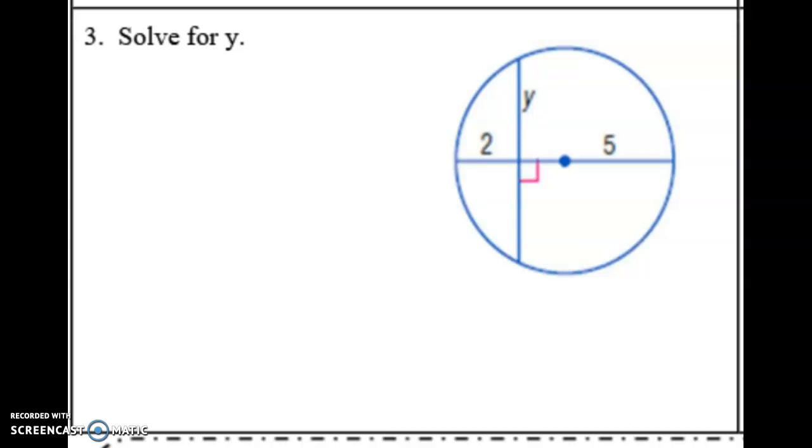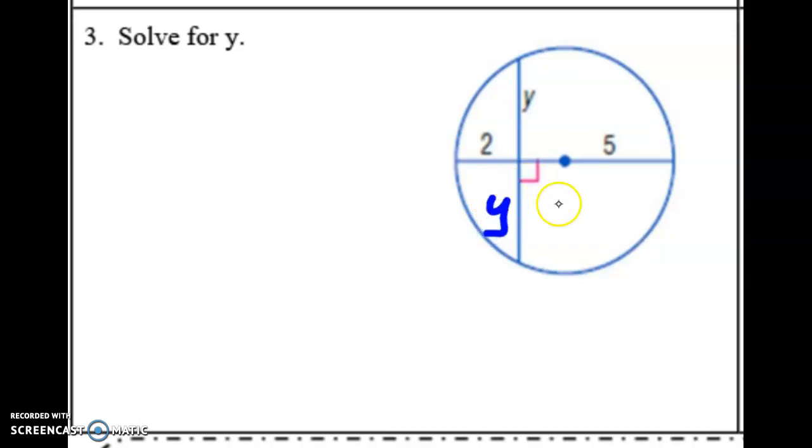Okay, and so we again have two chords here, so keep that in mind. A couple different things are happening here. We have a diameter or a radius that is perpendicular to this chord, which means from our past unit that it bisects it. So if this part is y, so is this part down here equal to y.